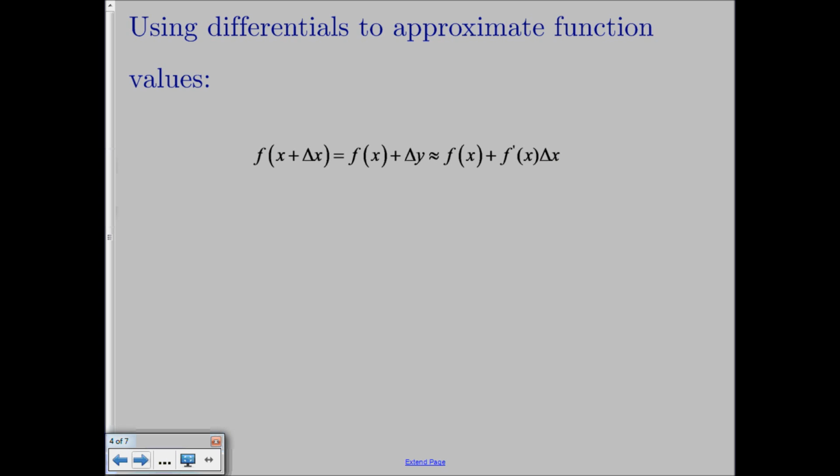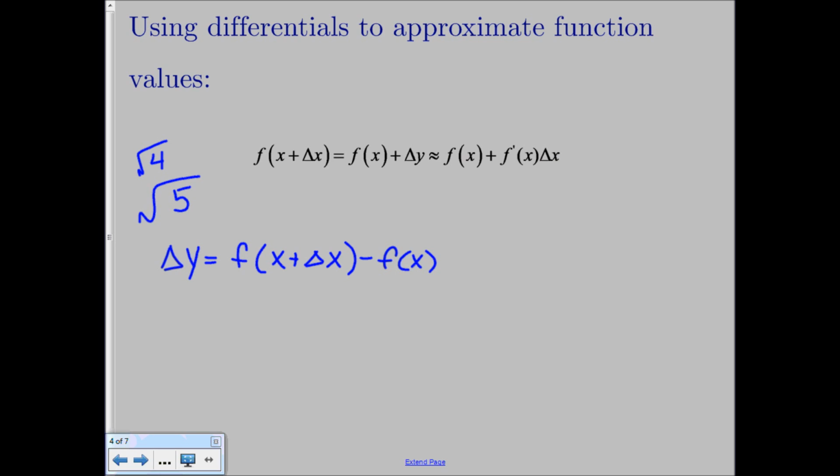So whenever we do that, if you remember from the first slide, we knew that the delta of y was equal to f of x plus delta x minus f of x. So when we want to approximate a function value, it could be something like approximating the square root of, say, 5. We don't know exactly what the square root of 5 is, but we do know what the square root of 4 is. So we could use the square root of 4 in order to approximate the square root of 5. In other words, we would want to be solving this equation for this value.